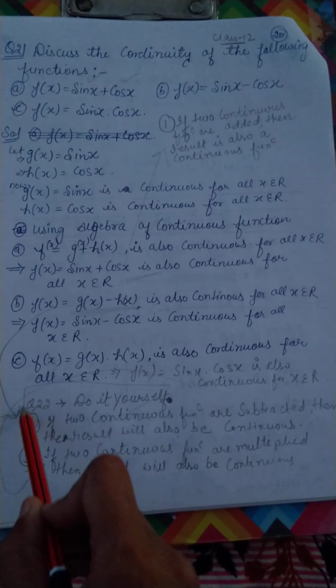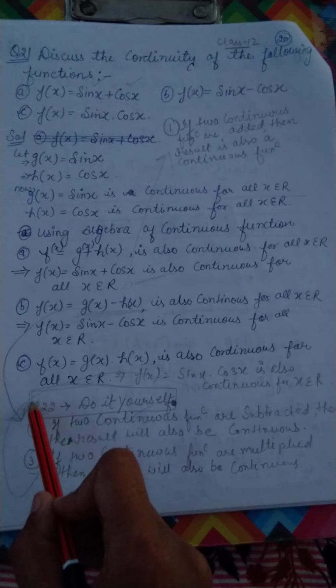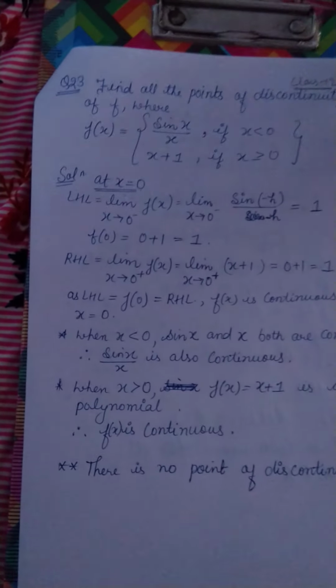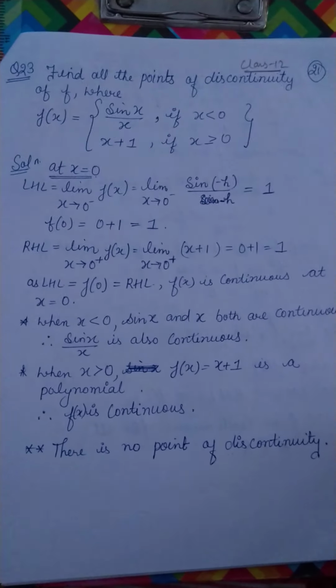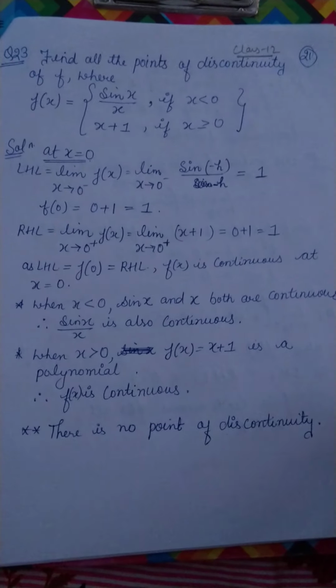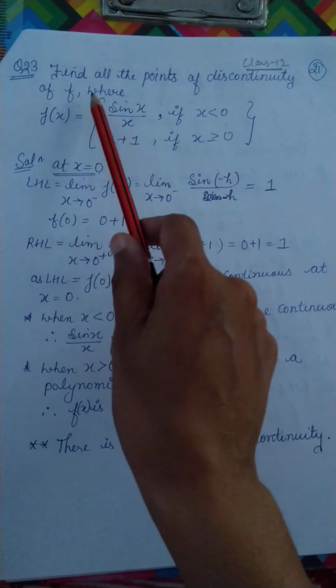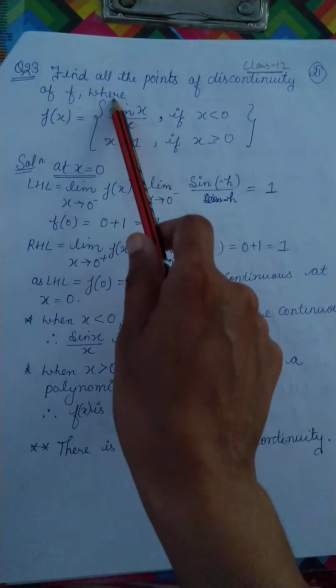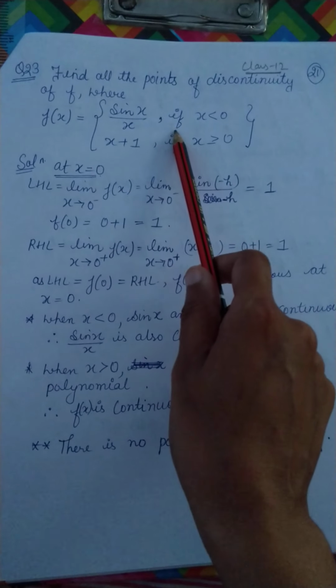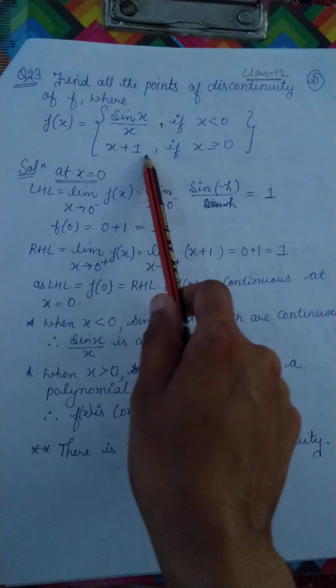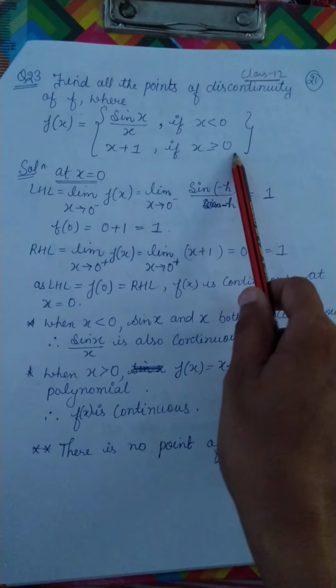And bacha, over here, this is your homework. Question number 22, you have to do it yourself. Now I am moving to question number 23. It is saying find all the points of discontinuity of f where f(x) is defined as sin x upon x if x is less than 0, and it is defined as x plus 1 if x is greater than or equal to 0.